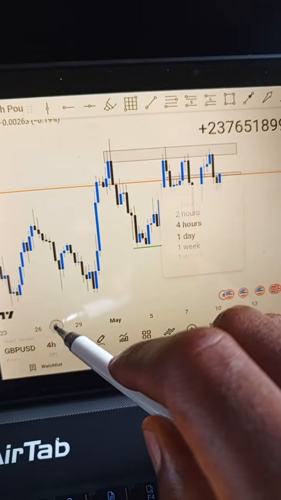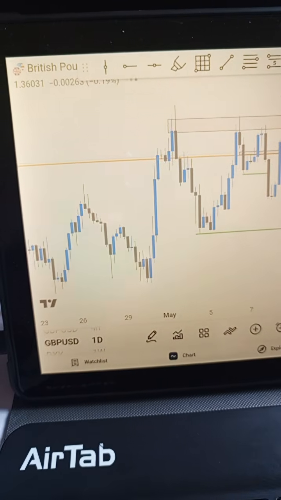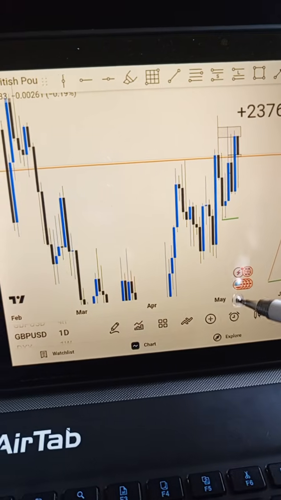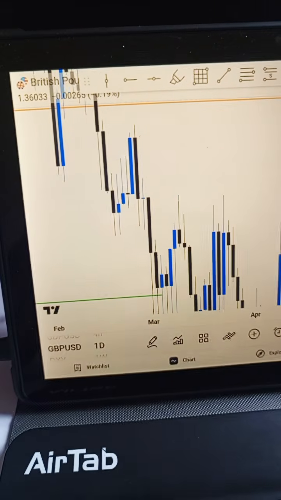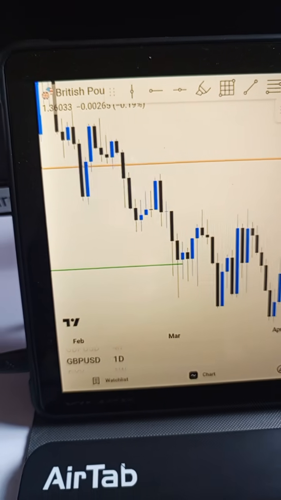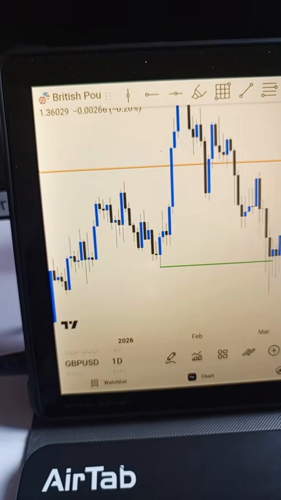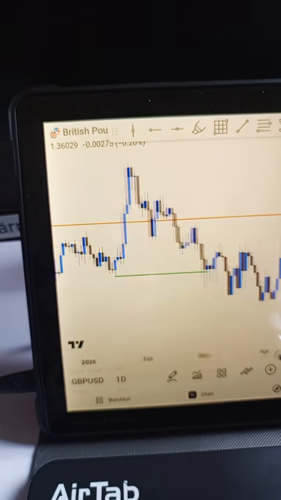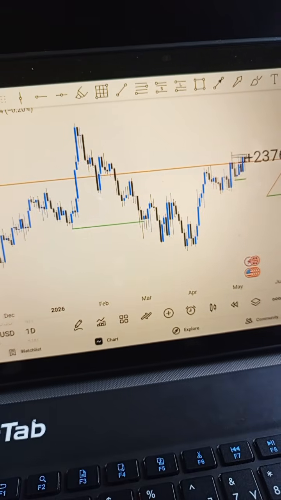So this is GBPUSD. We go first to the daily time frame. It's a new week, right? So the first thing I want you to understand is the fact that we are still bearish overall. For me, the external trend is showing me some bearish vibes.